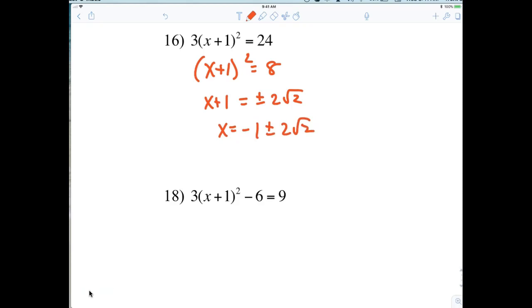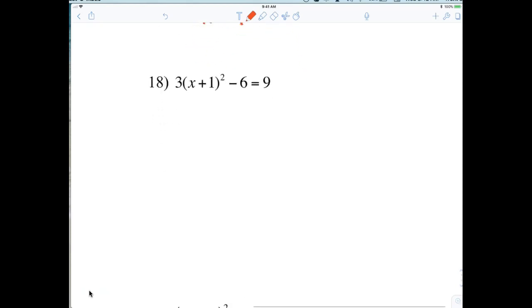Anybody have any issues? What? Where did 3 go? Divided by 3. What is 24 divided by 3? It is 8. When would you distribute? You would not. You can't distribute in a square. Right? You can't distribute in a square. That's why we isolate it. Okay?